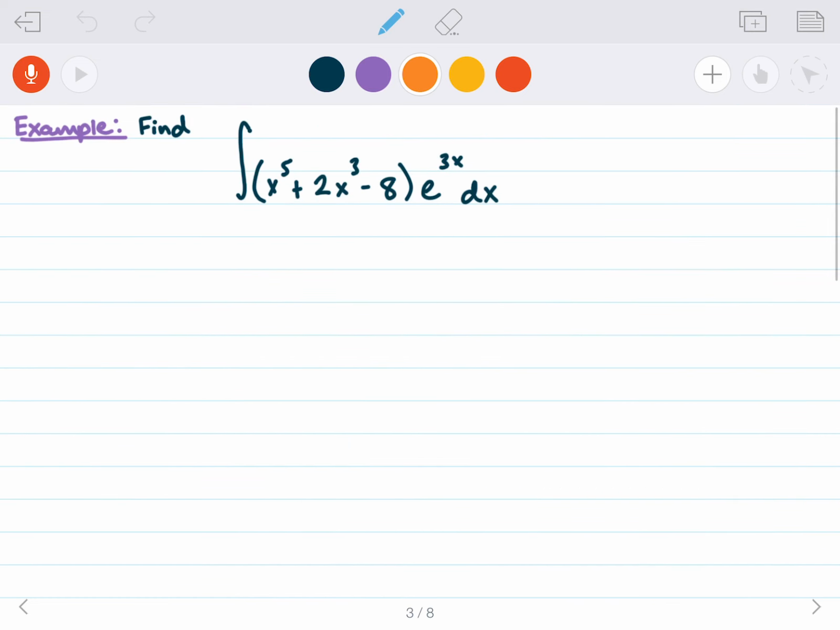All right, let's try this one. I encourage you to pause the video and see if you can look through the table and identify the rule that's going to let us evaluate this integral.